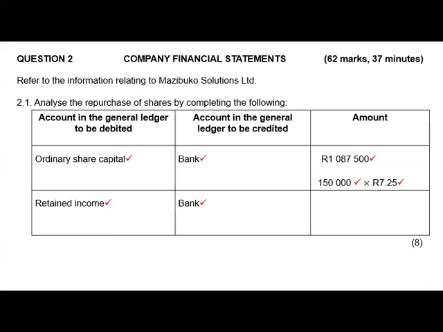Here, the buyback price was 1,710,000. You minus 1,087,500. We would have made a loss of 622,500. 8 marks, just like that.